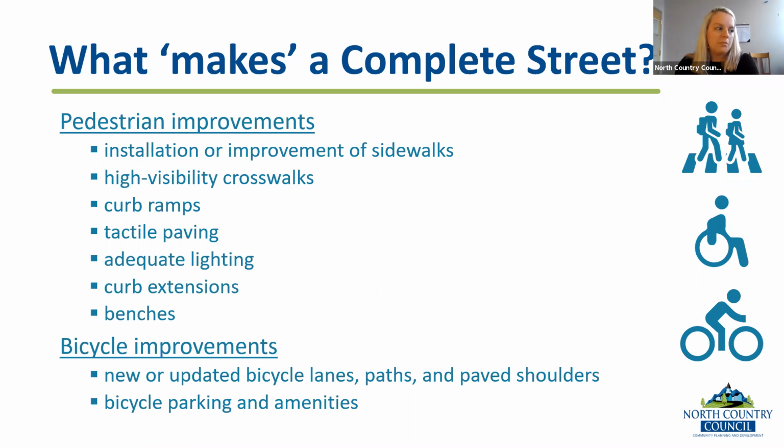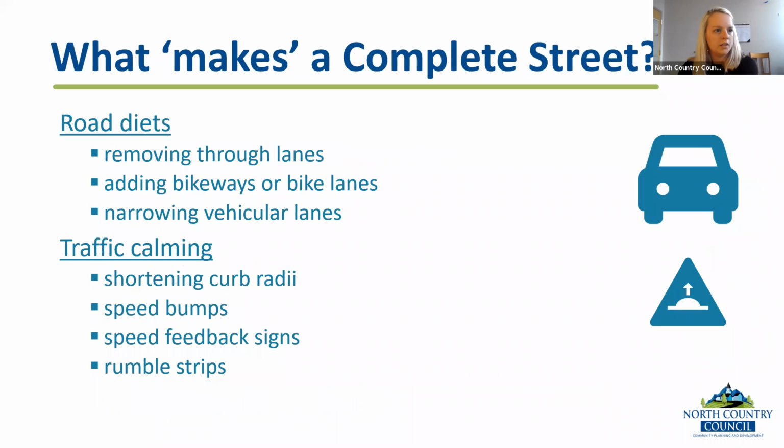Bicycle improvements would be new or updated bike lanes, paths, paved shoulders, and also things like bicycle amenities: bike racks, pumps, tool stations, things like that. Road diets, so maybe that's removing a through lane, adding a bikeway or bike lanes, narrowing vehicular lanes. A road diet is when you take a look at a street or corridor and look for opportunities to calm traffic or make vulnerable road users such as pedestrians and bicyclists safer.